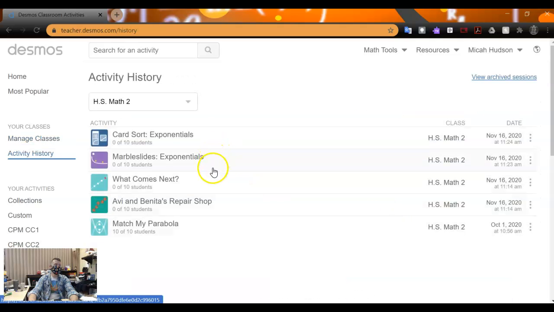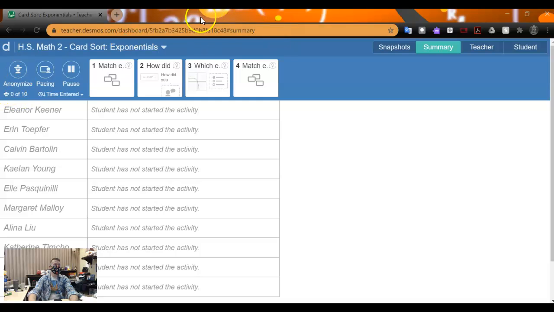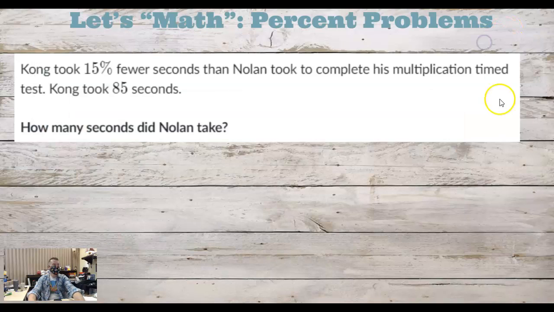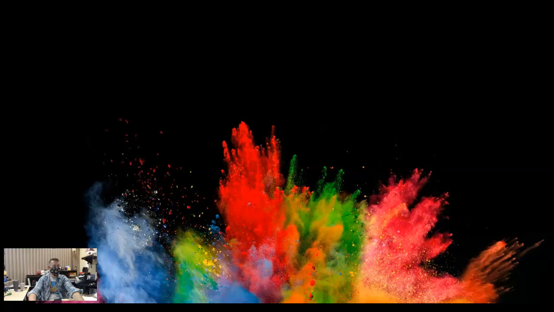Today, I've assigned a few things in Desmos, but what I want us to go to is marble slides, no, let's start on card sort, actually. So if we go to card sort exponentials, I'm going to pull this off so we can't see your names. Give me 2 seconds to slide this stuff back up once I find it. So go to Desmos.com, log in with Google, right? You guys know how to do this. Actually, I lied. I don't think we're ready for card sort.